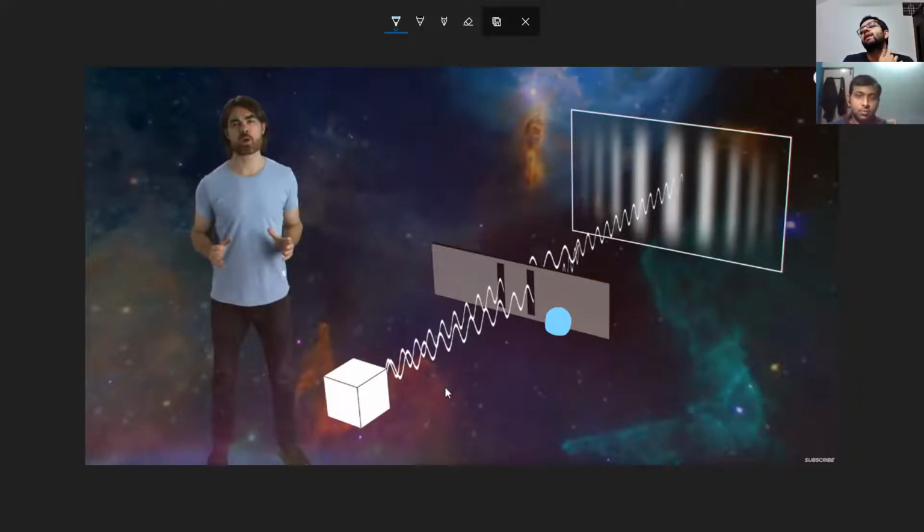There are a couple of reasons why that happens, and there are interpretations. Basically, what Yash is saying is, let's say we put an observer here. I think you can see the blue circle. Can you see the blue circle? So you are the observer, you are here, and you're trying to observe through the first slit.